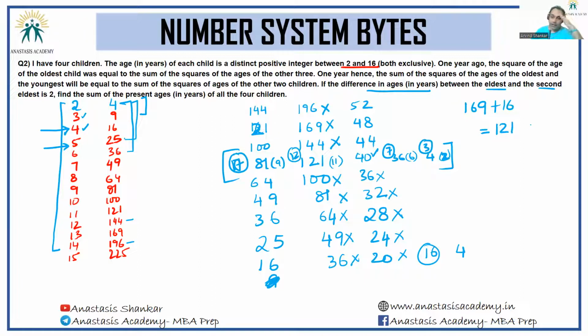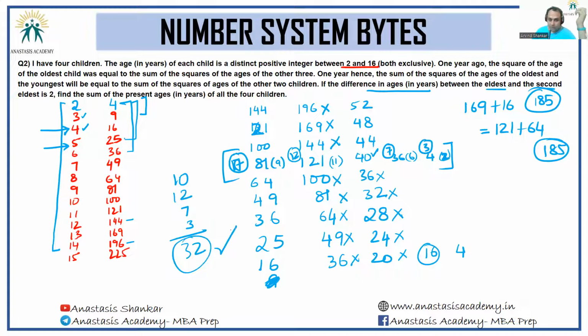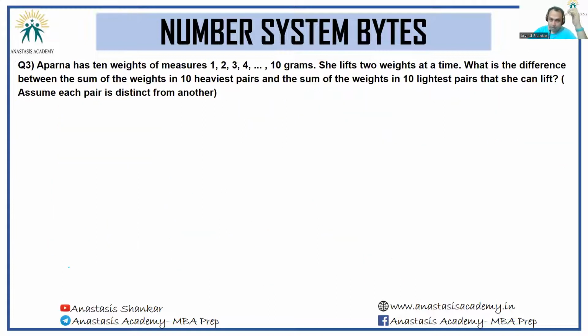7 would have become 8, so that is 64. So 169 plus 16 is 185. And 121 plus 64 is 185. So yes, the case that we have identified is accurate. Finally, we are asked the sum of present ages in years of all the 4 children. The sum would be 10, 12, 7, 3. Everything adds up to 32. So that will be the answer.